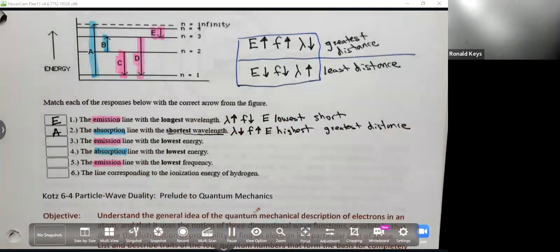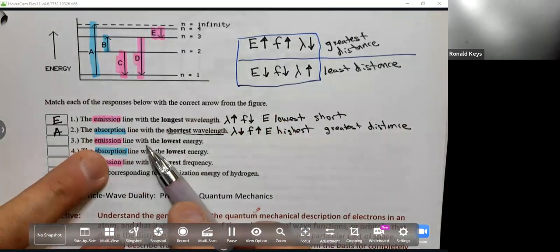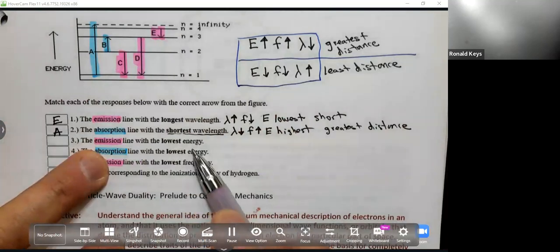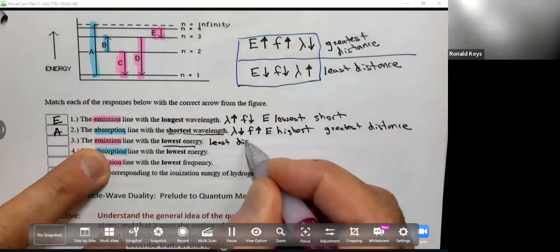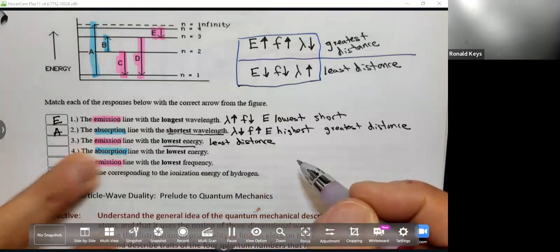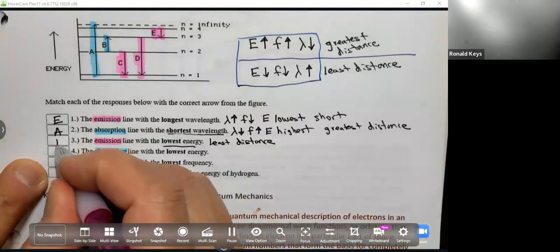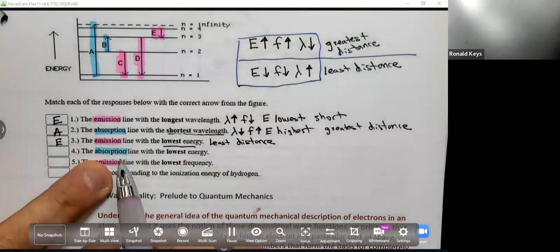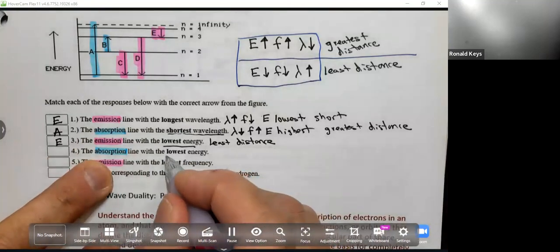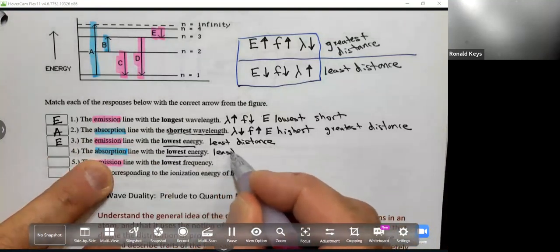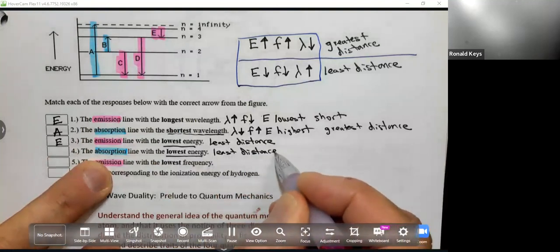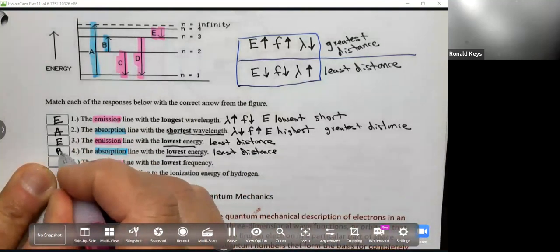Completely to infinity. All right, number 3, the emission line with the lowest energy. This one's easy because it's already got it in energy, correct? Then it's the lowest distance. Lowest energy, least distance. That least distance again is E, right? The absorption line, oh, it's in energy. Again, least distance up. Distance going up is B, right?